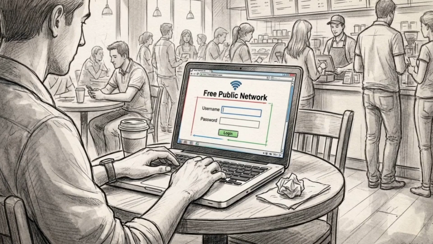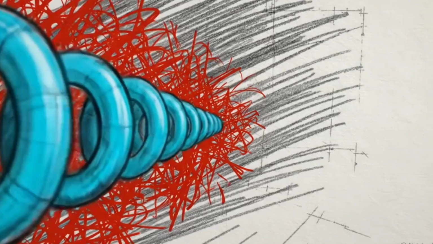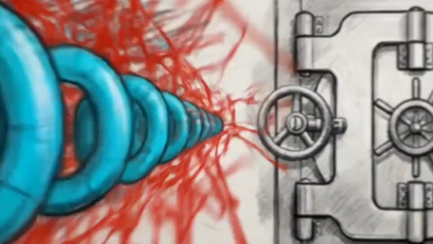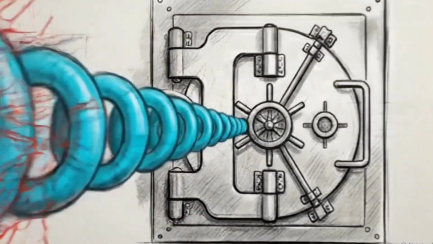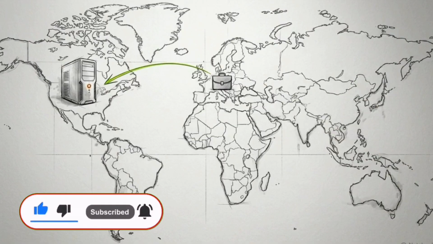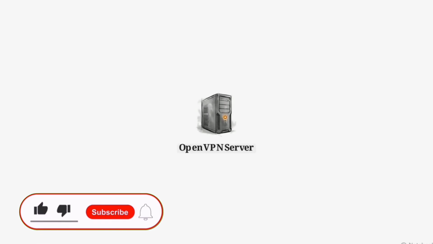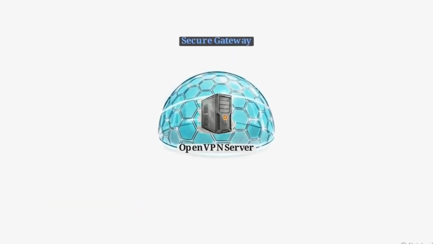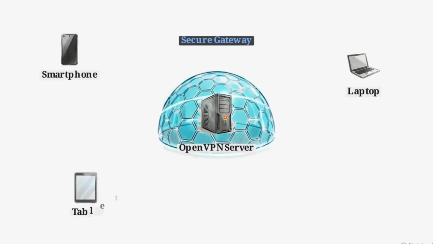When you connect to a public Wi-Fi network, your data is exposed. But by routing your traffic through an encrypted tunnel directly to your own secure home network, you can lock down your internet activity and access your private files from anywhere in the world. To achieve this, we are going to transform your standard Windows PC into a private OpenVPN server that acts as a secure gateway for all your remote devices.